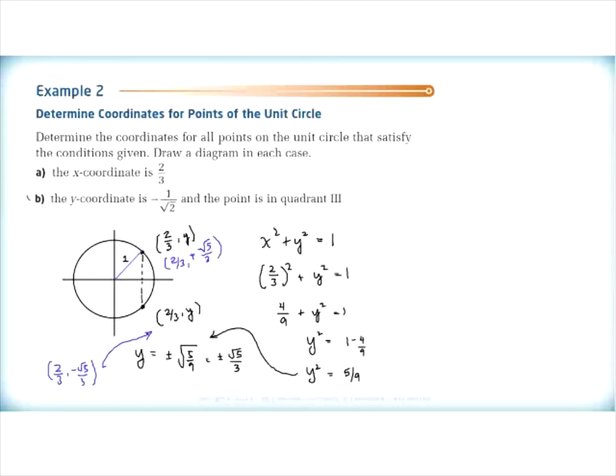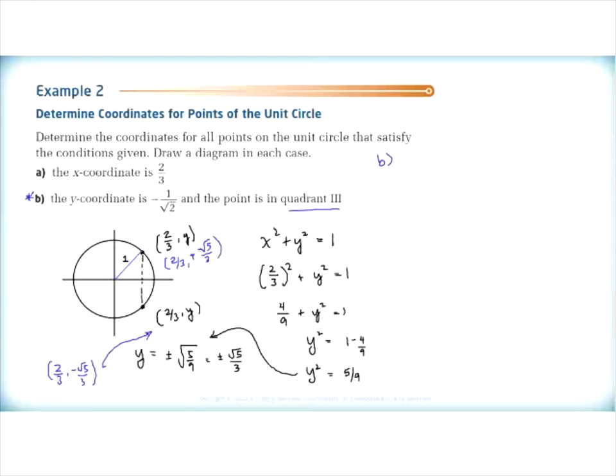Okay, let's have a look at B. If the y-coordinate was negative 1 over root 2, and the point is in quadrant 3. So now they're very specific about where the point is located. Let's do B over right here.